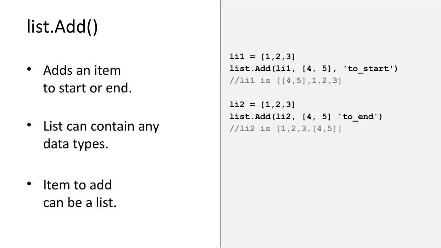If the item being added is itself a list, then it will be added as a single item. In the example, the item being added is a list of two numbers. Notice that the result after the add operation is a nested list.